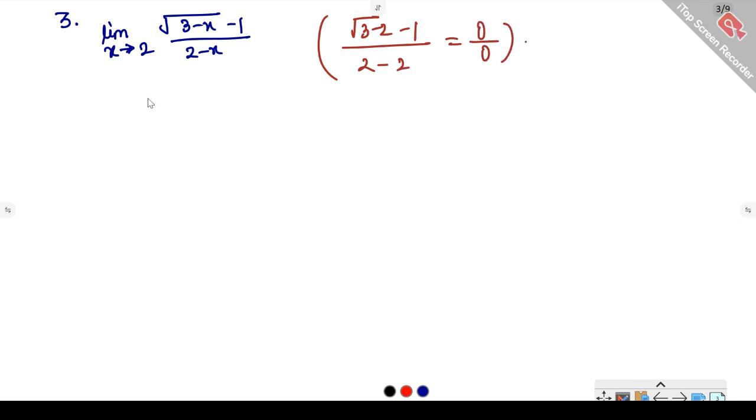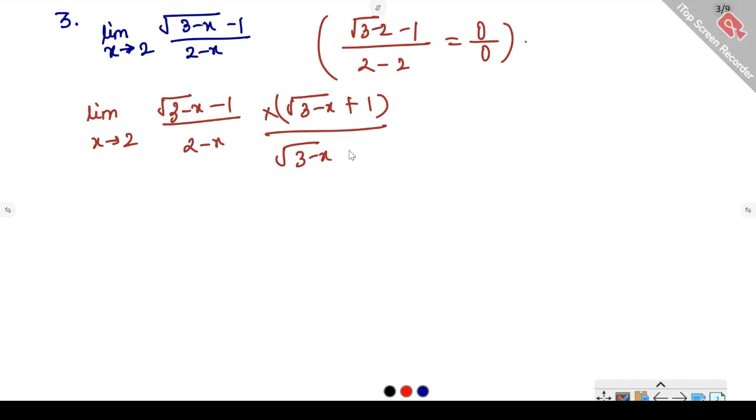So this is an indeterminate form. Direct substitution gives us an indeterminate form, so again we use the rationalization method. This limit equals limit x tends to 2 of (square root of 3 minus x, minus 1) over (2 minus x), and we multiply numerator and denominator by the conjugate, which is square root of 3 minus x plus 1.